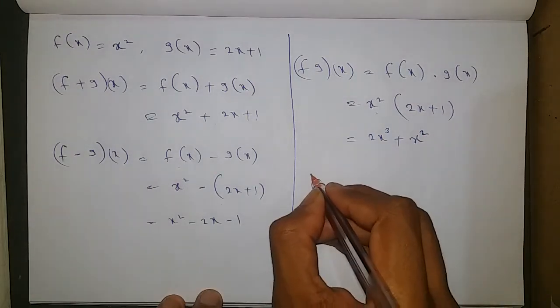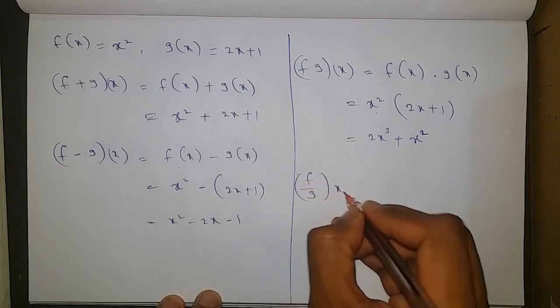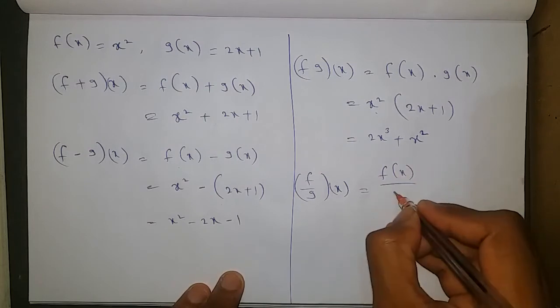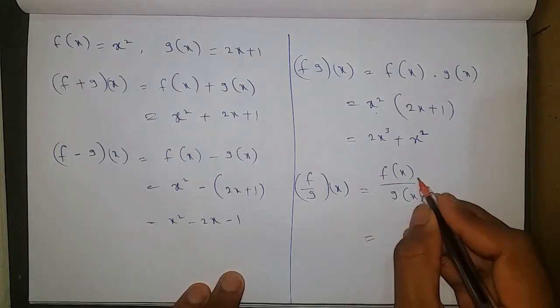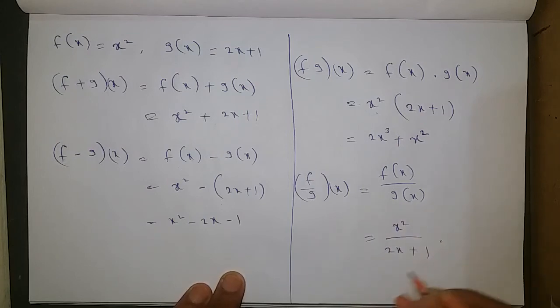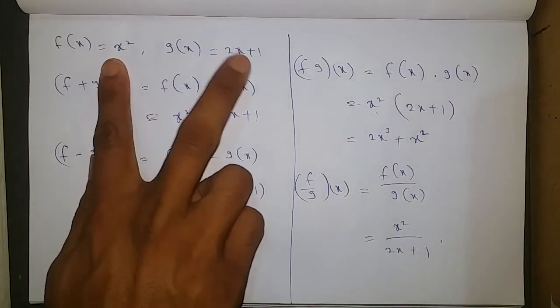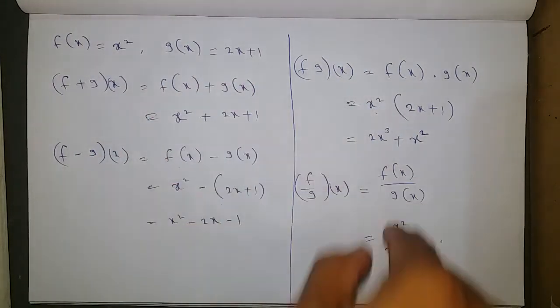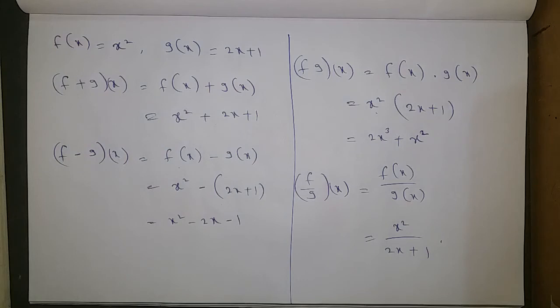Next, division. F by g of x is nothing but f of x divided by g of x. F of x is x square by g of x is 2x plus 1. If the given functions are variables or having terms, this is the process to find the addition, subtraction, multiplication and division. In case the given functions are ordered pairs, let us check that kind of example also.